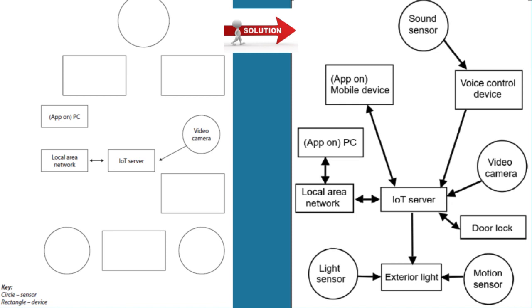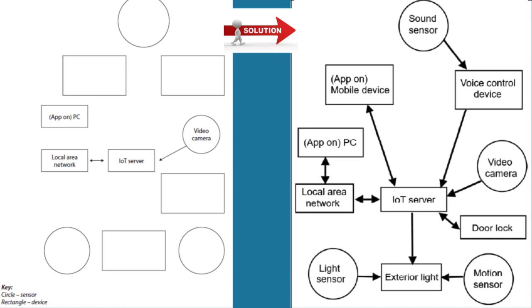So in the question, they have told us there's a mobile app and a web app and a LAN, right? As inputs, they have told us they have a sound device, video camera, door lock, an exterior light with a light sensor and a motion sensor. So basically, we need to connect these 5 inputs to the mobile app and the PC web app through an IoT server, right?